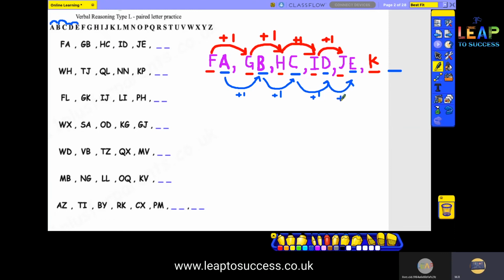Therefore, you can see from the pattern, you follow the same pattern. So you're going from E to the next letter, and you're plussing 1. Therefore, you move from E to the next letter, which is F, and that is your final answer.